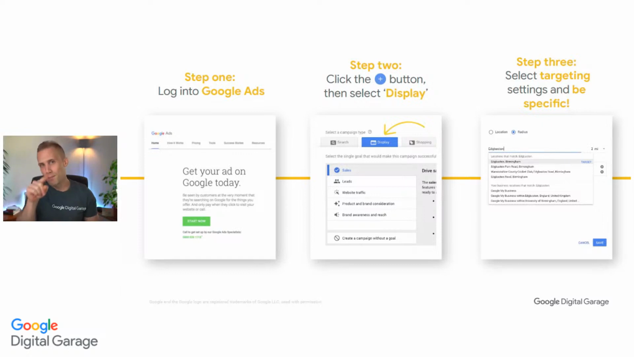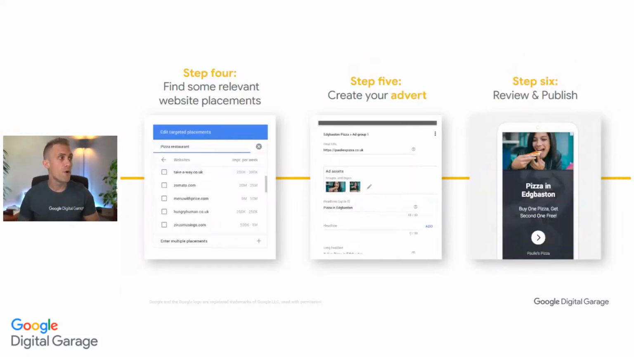Then we're going to click the big plus sign, which is the blue button, which is then going to create a campaign. But before, we chose search as a campaign type; in this particular instance, we're going to choose display as a campaign type. Then we're going to choose targeting and be specific. Where would you like to advertise this in terms of location? And then step number four, find some relevant website placements.